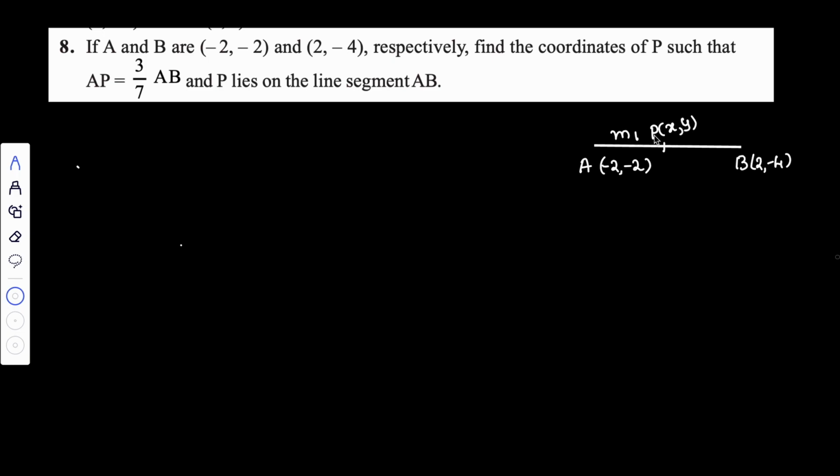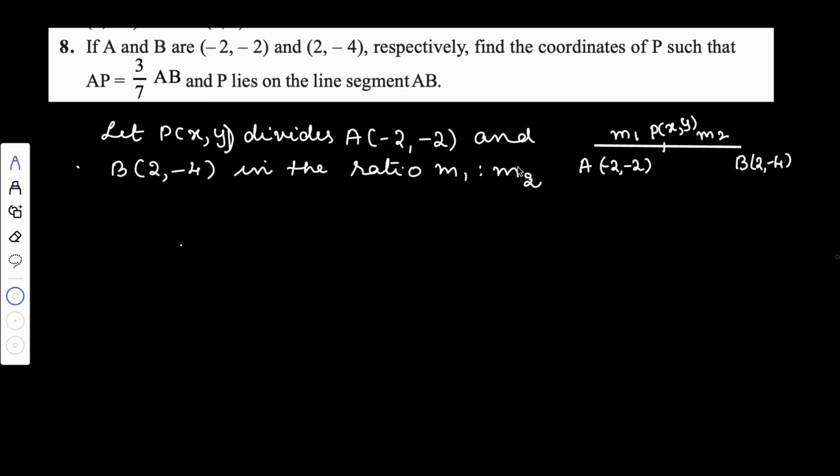It divides AB in the ratio m1 is to m2, and we require to find m1 is to m2, that is AP is to PB. So here we'll write first, let P (x, y) divide A (minus 2, minus 2) and B (2, minus 4) in the ratio m1 is to m2. Now to find P (x, y), m1 is to m2 is not given. But they gave one relation here, AP is equal to 3 by 7 AB. Using this, we have to find what AP is to PB.